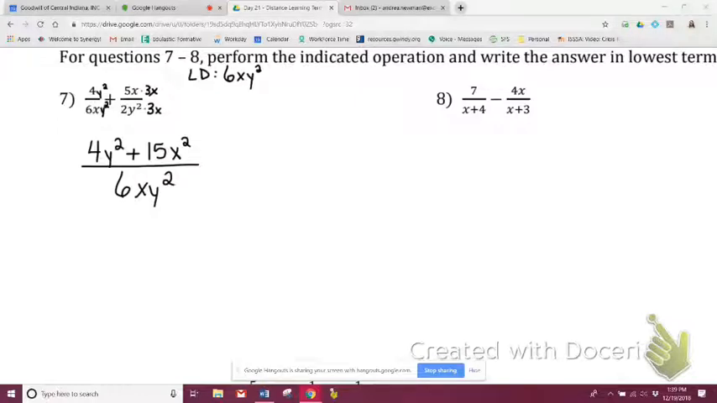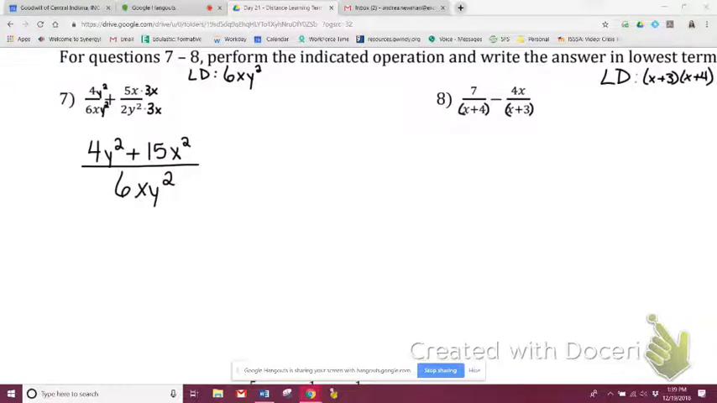All right, question number 8. So for question number 8, I'm looking at my two denominators, and I'm realizing they don't really have anything in common. One's x plus 4, one's x plus 3. If it helps you to think of those as two things in parentheses, that's fine. My least common denominator is going to be x plus 3 times x plus 4. So since nothing matches, you got to put them both in there.